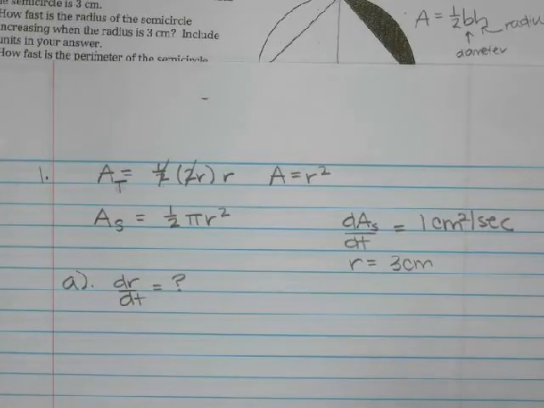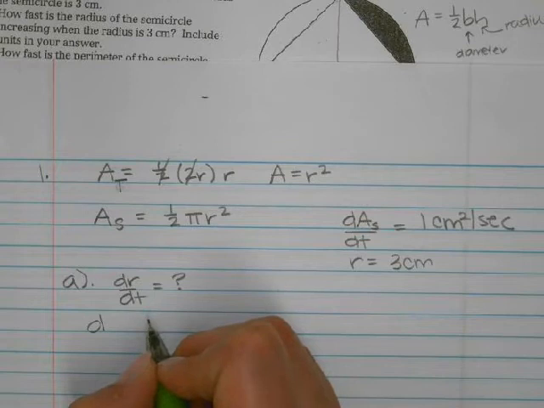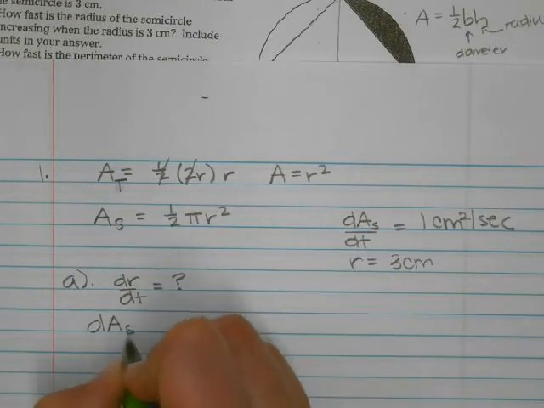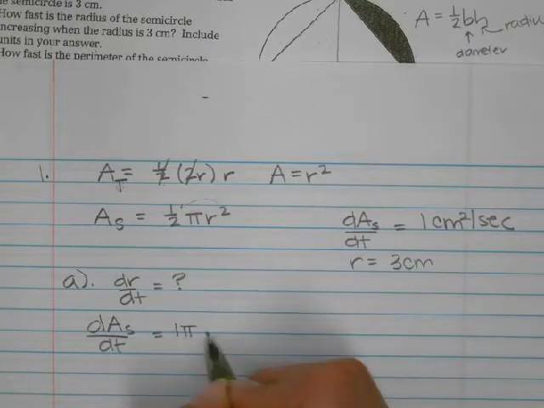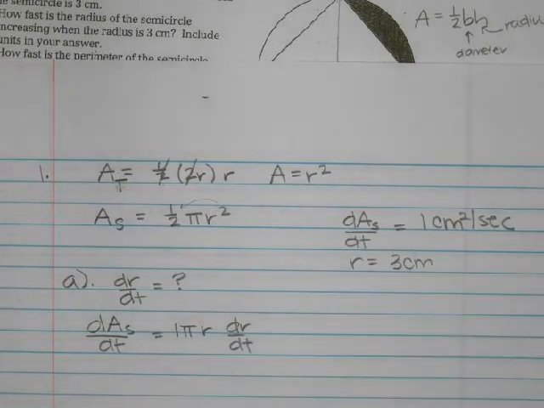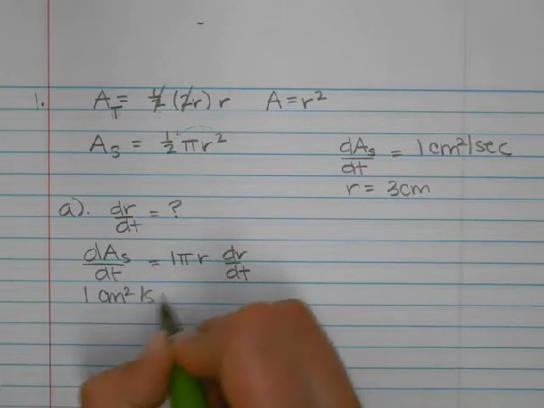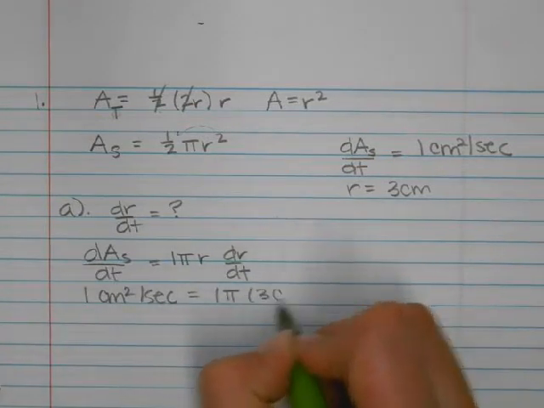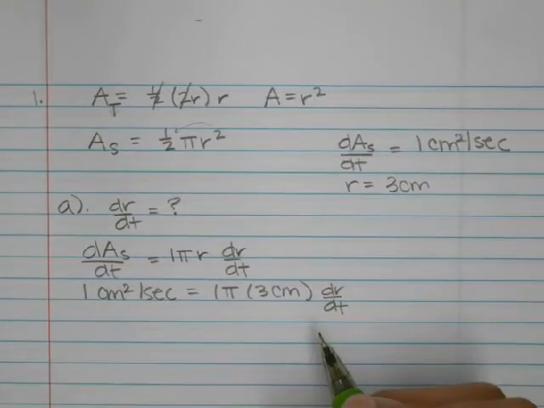Include units in your answer. That means that as I do all these computations, I'm going to be very careful to use the units in my answer. Now notice they're asking how fast is the radius of the semicircle increasing when the radius is 3 centimeters. They're not saying anything about the triangle. They're asking about the semicircle. So for this problem, I'm going to be using this formula. So I'll go ahead and take the derivative, because it says the radius is increasing. So the derivative of the area is, I'm going to take the derivative of this, 2 multiplied to the front. 2 times 1/2 is 1 pi r to the 1 power times dr/dt. So the derivative of the area of a semicircle, that's 1 centimeter squared per second, equals 1 pi times 3 centimeters times dr/dt. So I'm writing the units in the problem because it's going to help me get the units of my final answer.